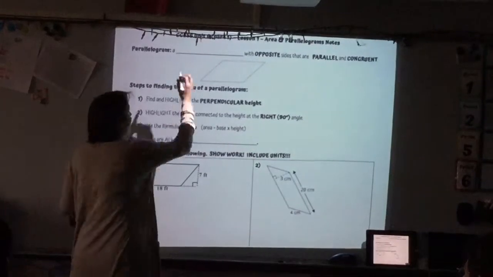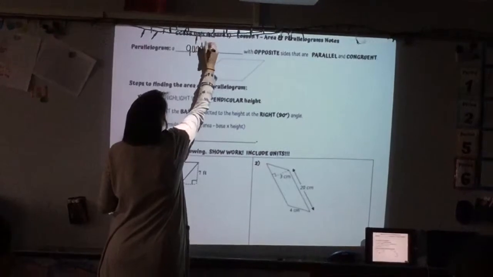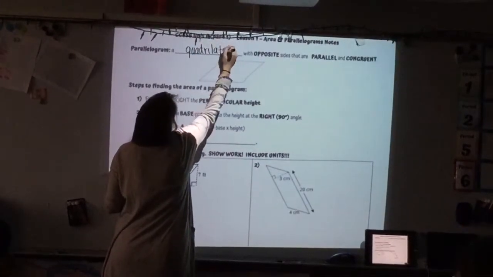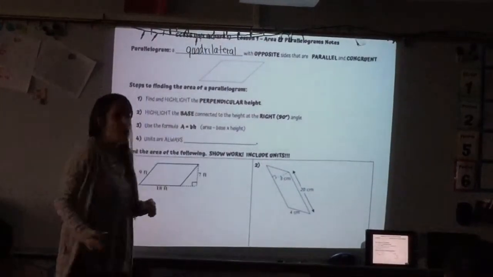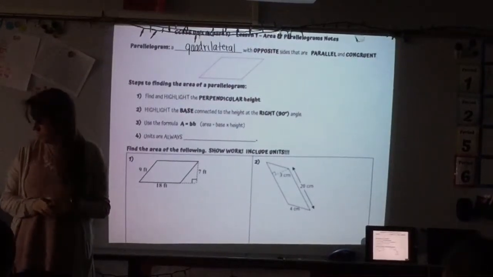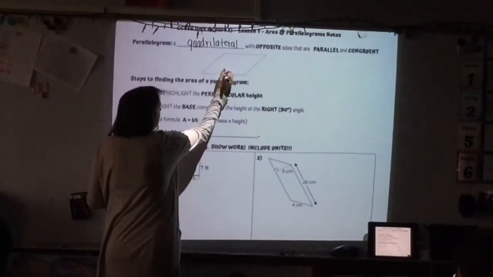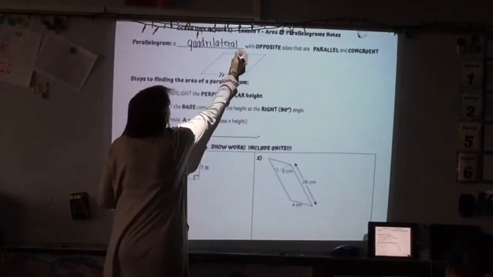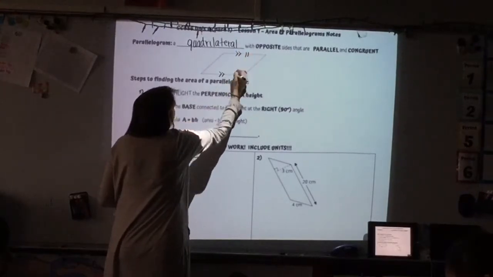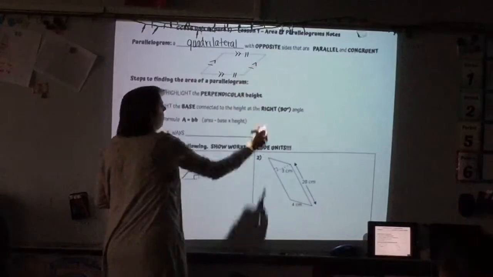A parallelogram is a quadrilateral, which means it has how many sides? Four sides. Okay? And the opposite sides are parallel and congruent. So if we're looking at this parallelogram, again, these opposite sides should be parallel and congruent. Parallel and congruent. Okay?